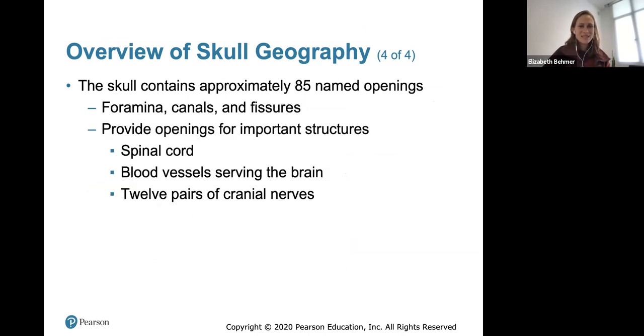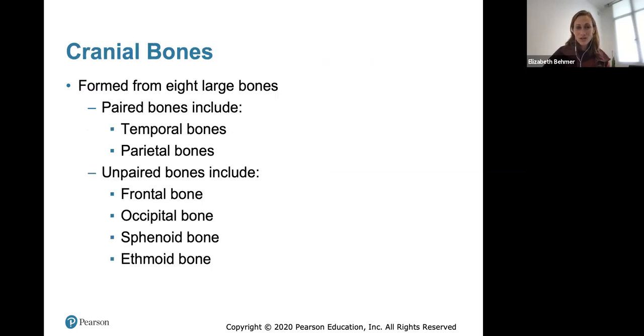The skull contains about 85 named openings. We will not be learning all of them, but many of them. These openings are called foramina, canals, and fissures, and they provide passage for important structures like your spinal cord, blood vessels serving the brain, and 12 pairs of cranial nerves. The cranial bones are formed from 8 large bones. You have paired bones, including the temporal and parietal bones, and the unpaired bones are the frontal, occipital, sphenoid, and ethmoid. Paired bones means you have 2 of them, and unpaired bones means you have 1.